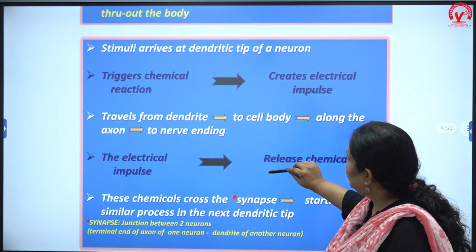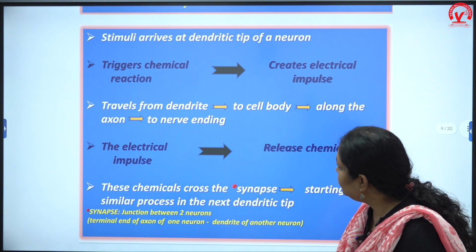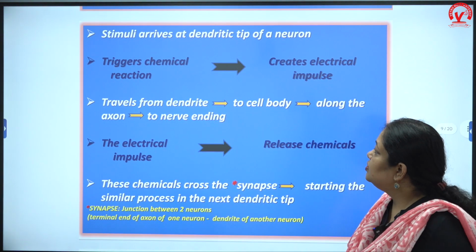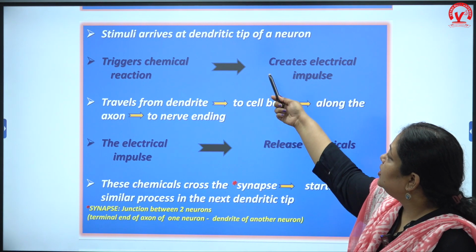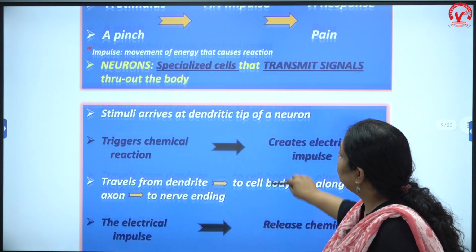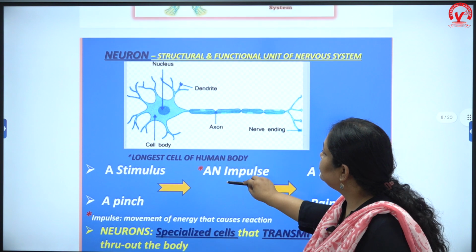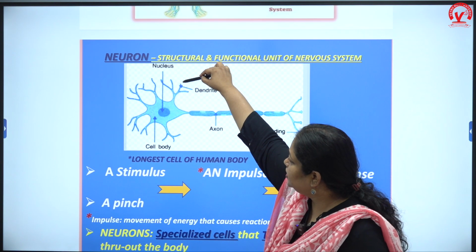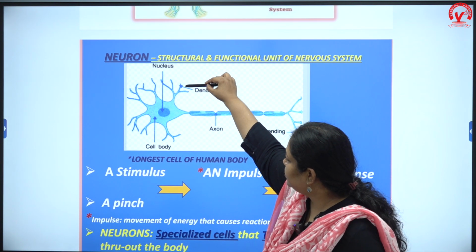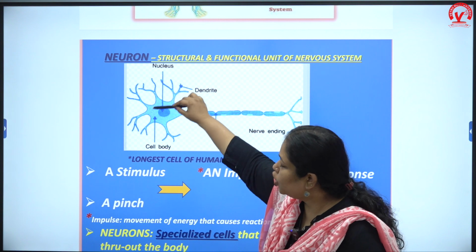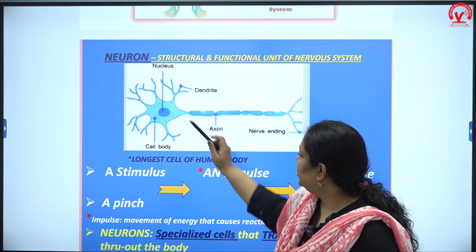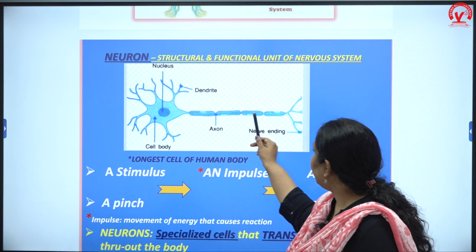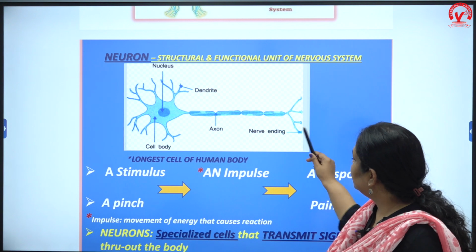This is further explaining how the neuron acts. A stimulus arrives at the dendritic tip of the neuron. Where does it arrive? The stimulus arrives at the dendrite, and from here it goes into the cell body, and from the cell body it travels through the axon, reaching the nerve ending.